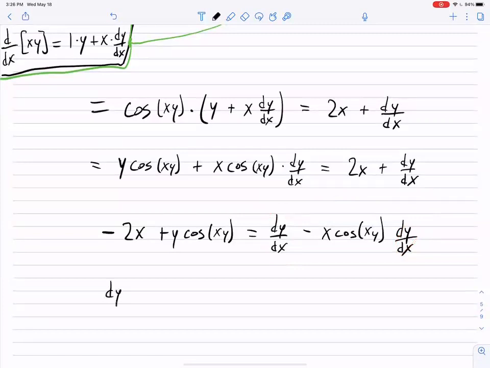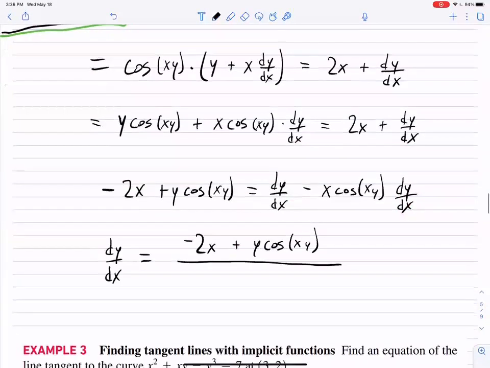And so what do I get? The final answer will be dy dx equals, and then pulling it out, it's minus 2x plus y cosine of xy, divided by 1 minus x cosine xy.